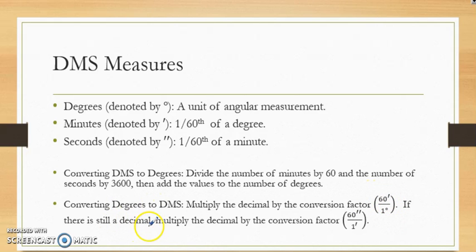If there's still a decimal after you do that, then you're going to take whatever is left in the decimal place, only the decimal part, and multiply again, this time by the fact that there are 60 seconds in 1 minute. So this is the same skill that you guys do in your chemistry class called stoichiometry. We're just converting units from one to the next.